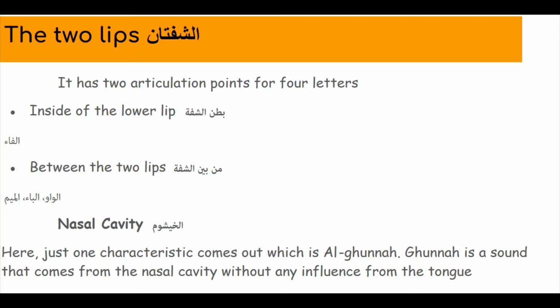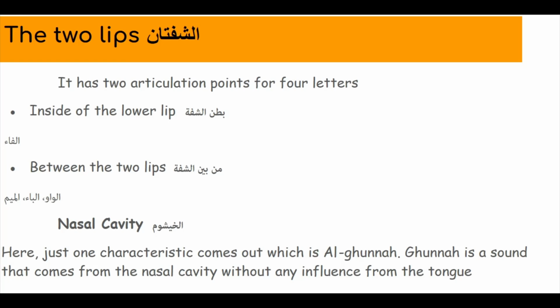These letters are regarded as hurufu ash-shafawiyya because they are pronounced from the lips, from the mouth, including al-fa. The four letters, al-fa, al-wa, al-ba, and al-mim, are called hurufu ash-shafawiyya.